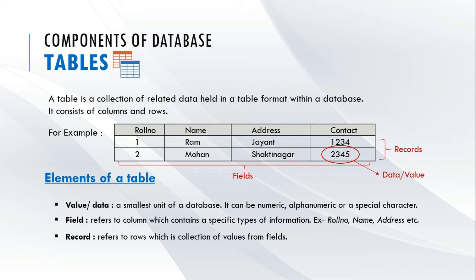Now the fourth is the file. A file refers to the collection of related records. So these 2 records are stored in a particular file, and that file is the table name. So these are the basic elements of a table.